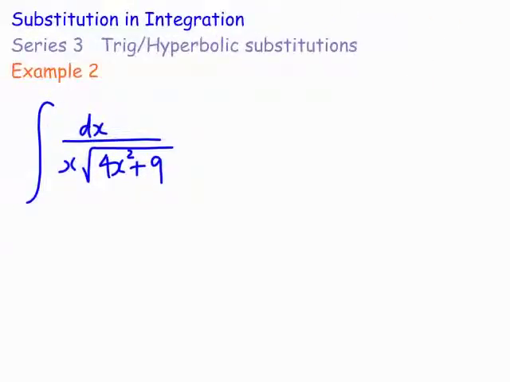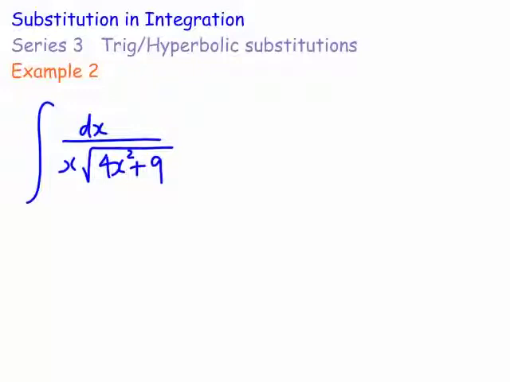Well, here we have example 2, dx over x times the square root of 4x squared plus 9. Now, what substitution will we use here? So we're going to have like a u squared plus an a squared. So u would be actually equal to 2x, and then u squared plus a squared.